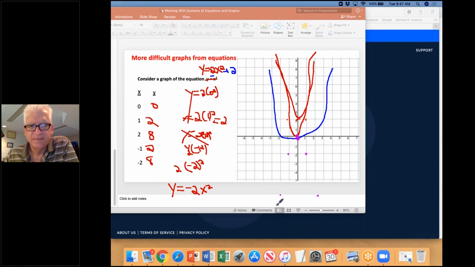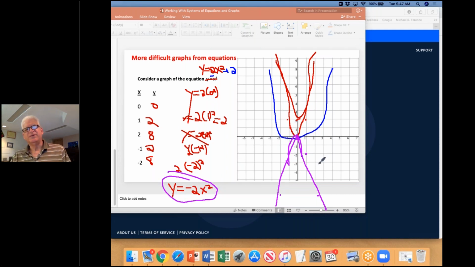So when you add a negative, what it does is it affects the parabola downwards.